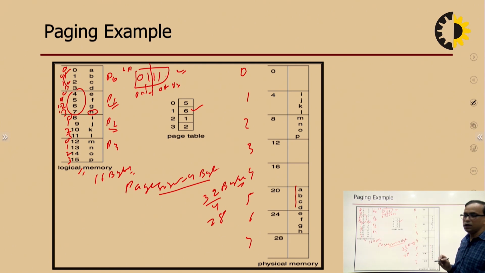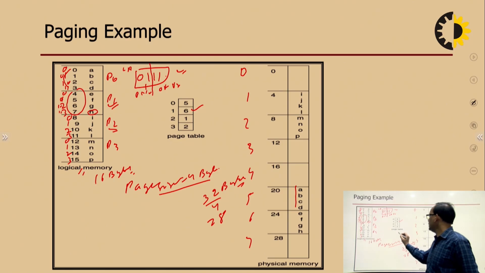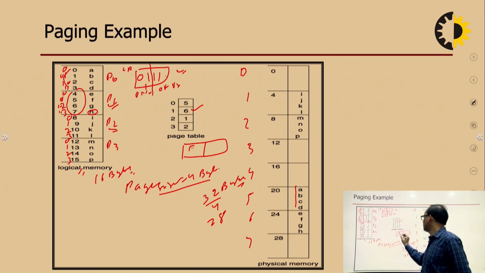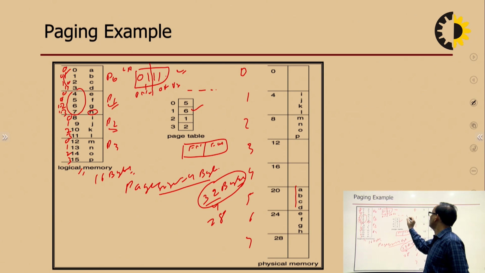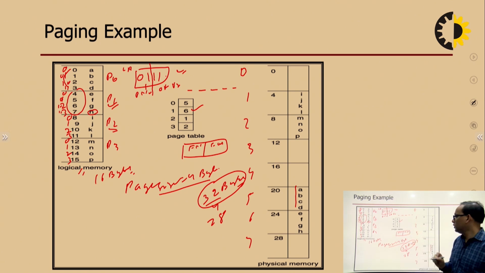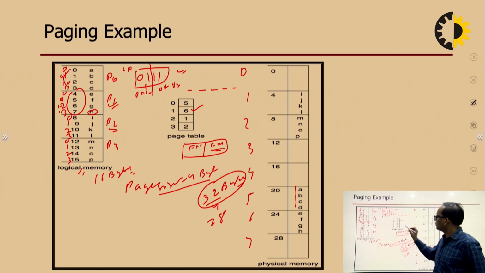Okay. So in order to obtain the physical address, the physical address will again be divided into two parts. The first part is known as the frame number and the second part is known as the frame offset. Since there are 32 bytes in main memory, how many bits will there be in the physical address? 5, because 2 to the power 5 is equal to 32. So the physical address will be of 5 bits. Now, since the size of a frame is equal to the size of a page, 2 bits are required for the page offset.